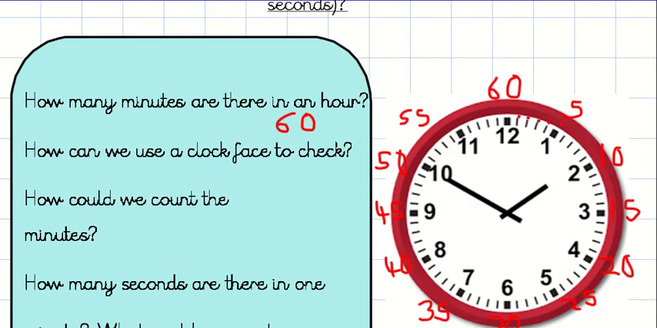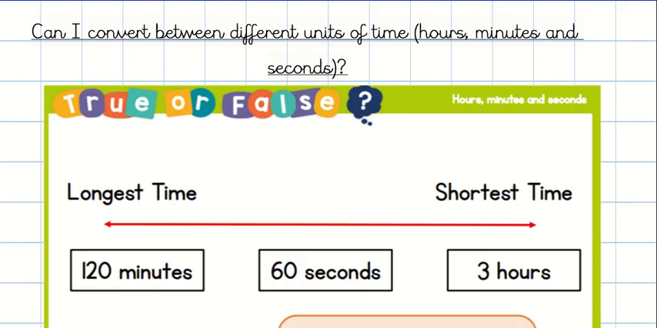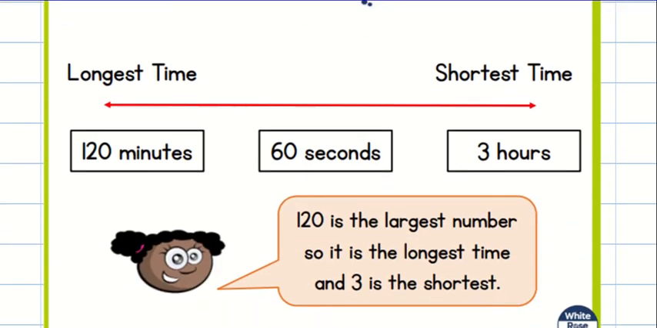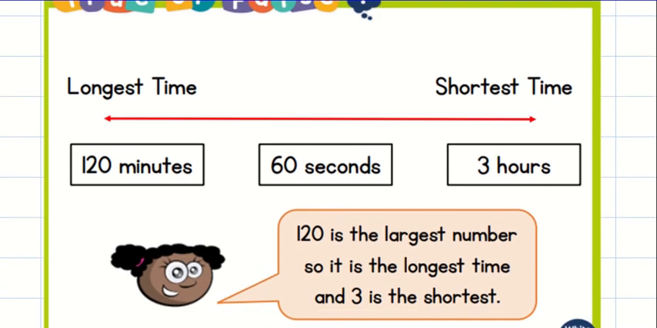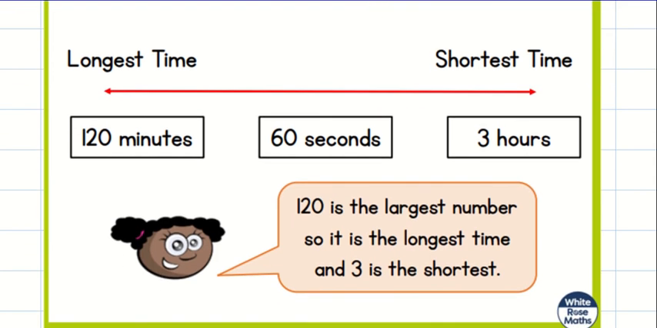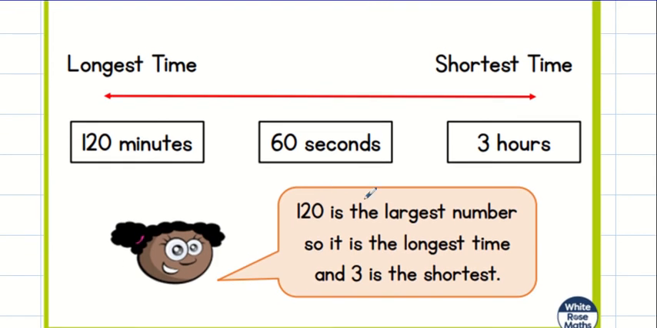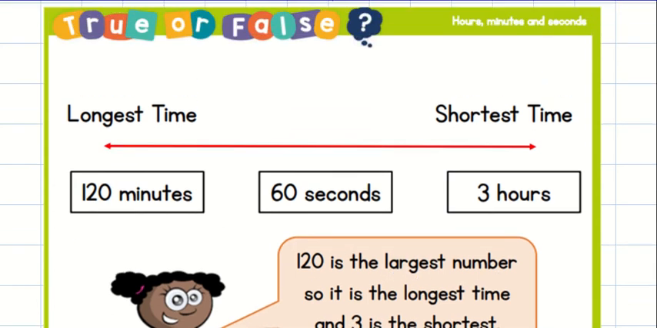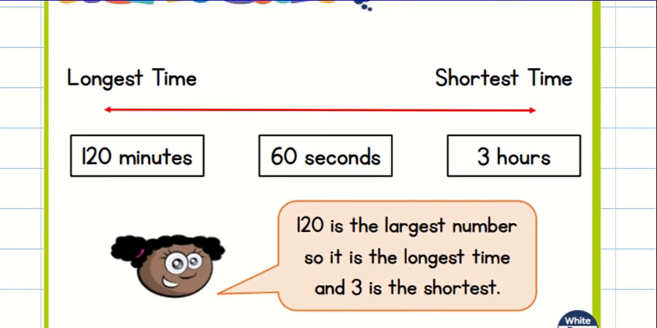So using that information, I wonder if you could help me. True or false? Have a think about this. So we've got the longest time this side and the shortest time this side. We've got 120 minutes, 60 seconds and 3 hours. And we've got a statement here and it says 120 is the largest number, so it is the longest time, and 3 is the shortest. Have a think. Is that true or false, that statement?